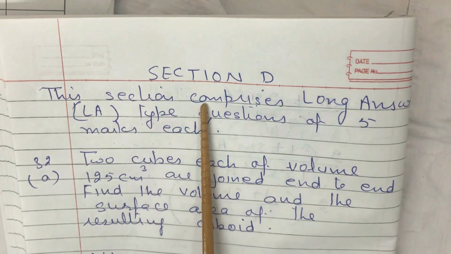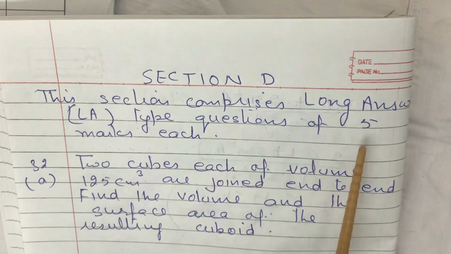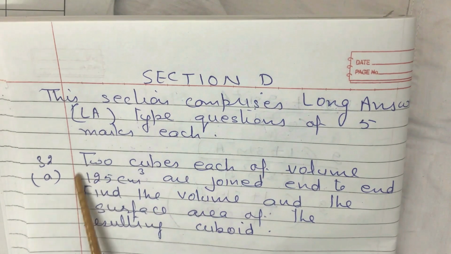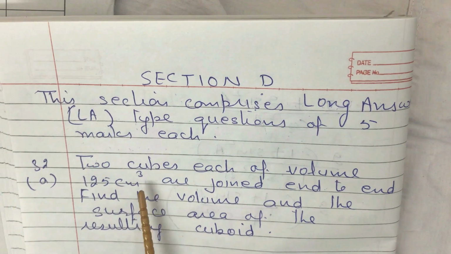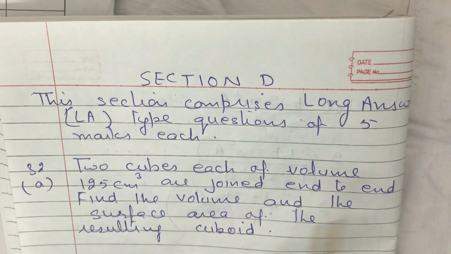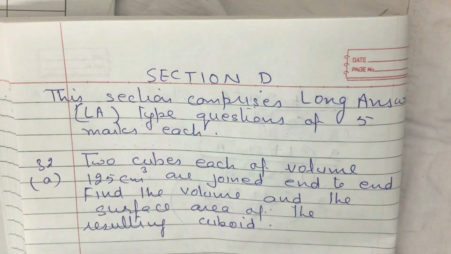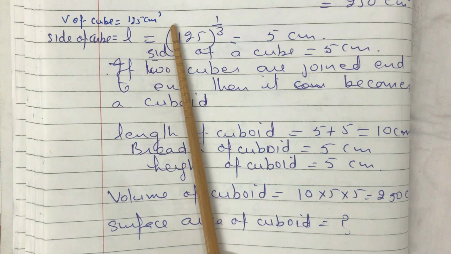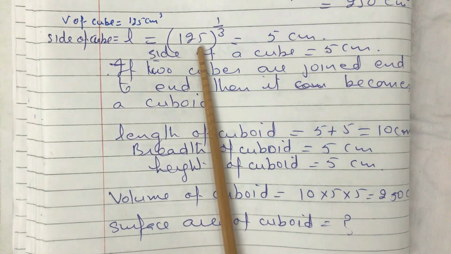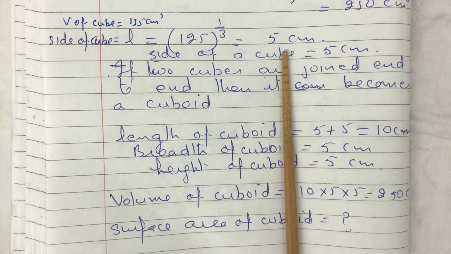Now section D. This section comprises long answer type questions of 5 marks each. 32nd question, A part. 2 cubes each of volume 125 centimeter cube are joined end to end. Find the volume and the surface area of the resulting cuboid. Now the volume of the cube is given 125 centimeter cube. So side of the cube is 125 to the power 1 by 3, that is 5 centimeter.